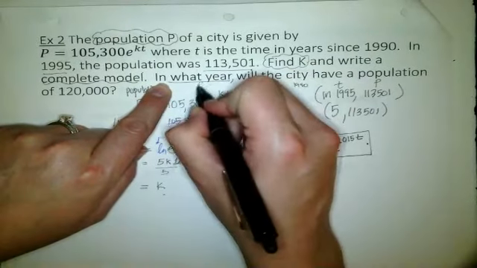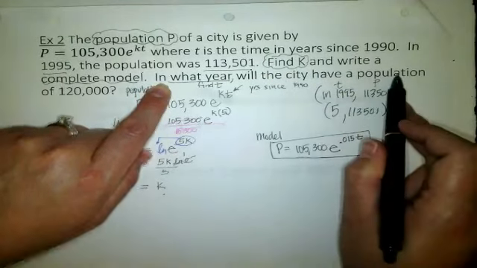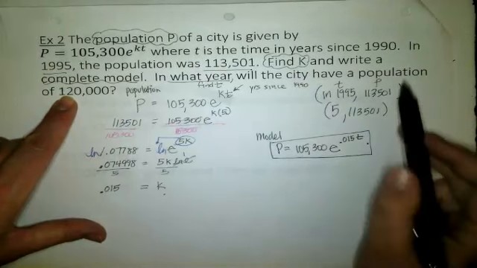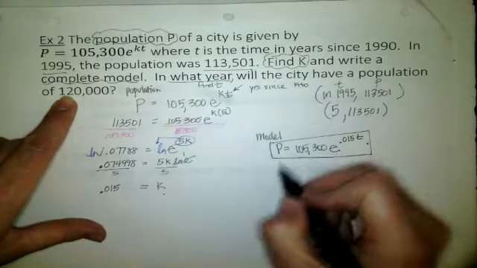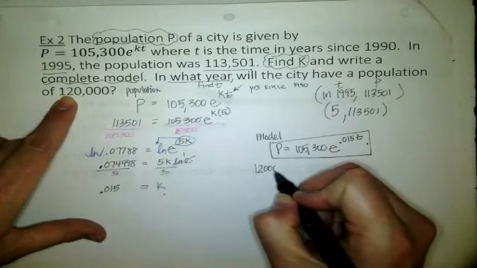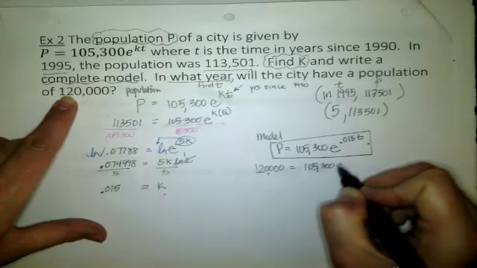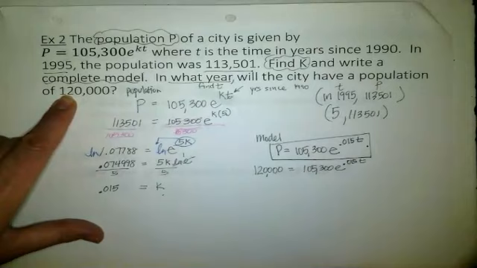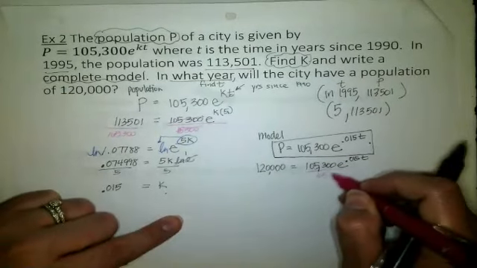So in what year means we need to find t. In what year will the city have a population of 120,000? All right, so 120,000 is the P value. So we want to know when P equals 120,000. Yes, that's right: 120,000 equals 105,300 e to the 0.015t. So again, I'm going to start by dividing. Gotta isolate my base.